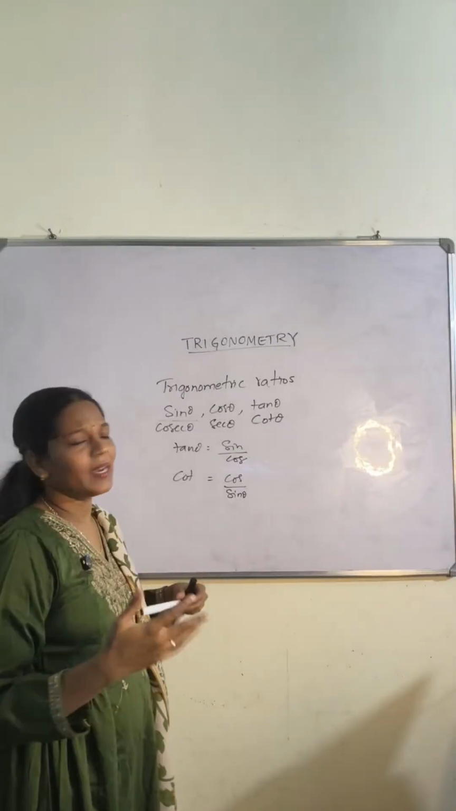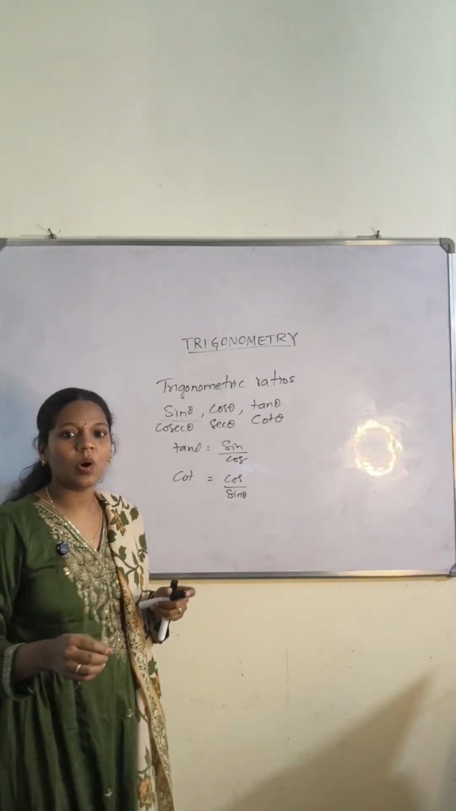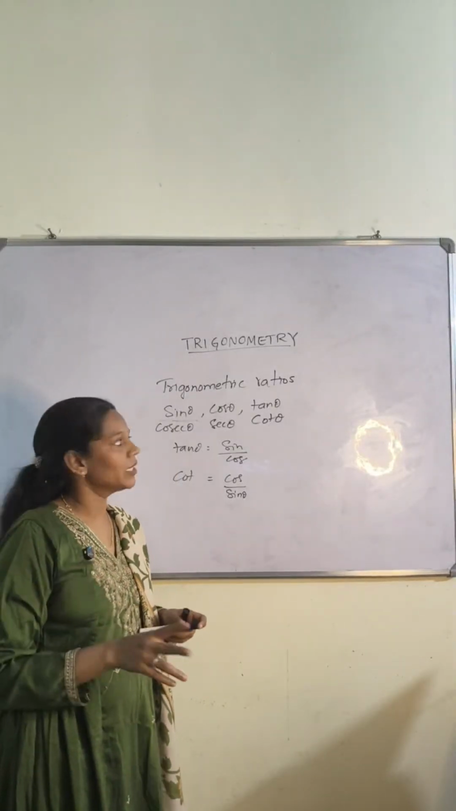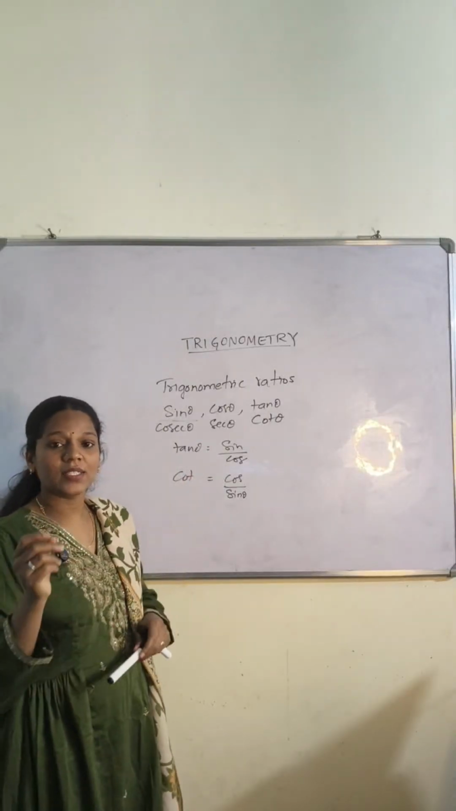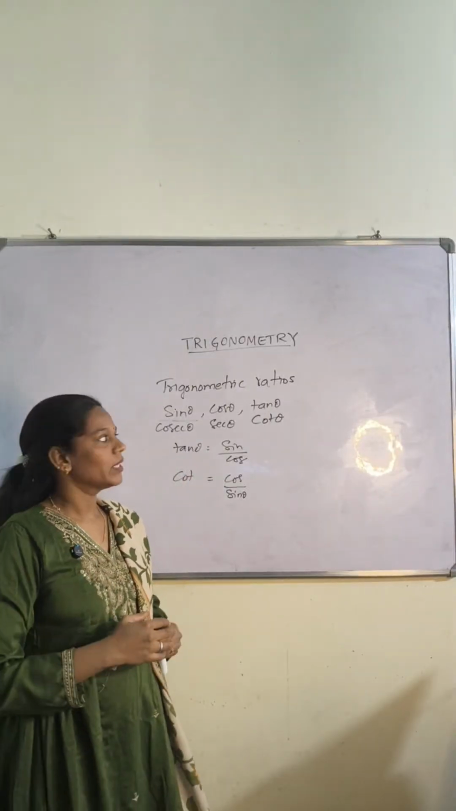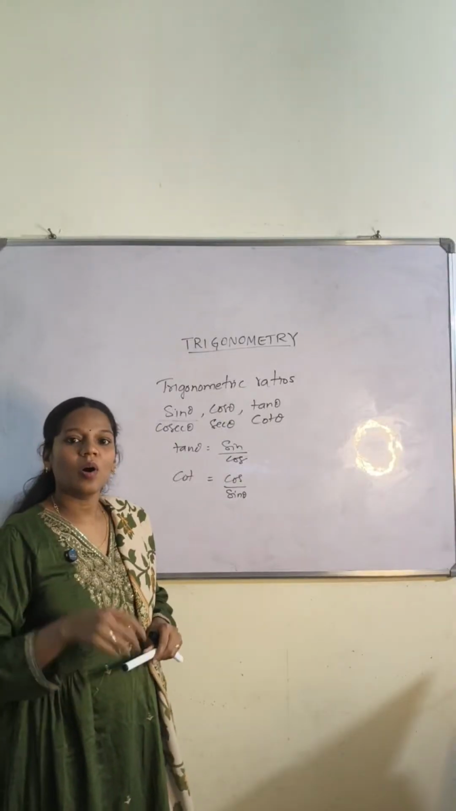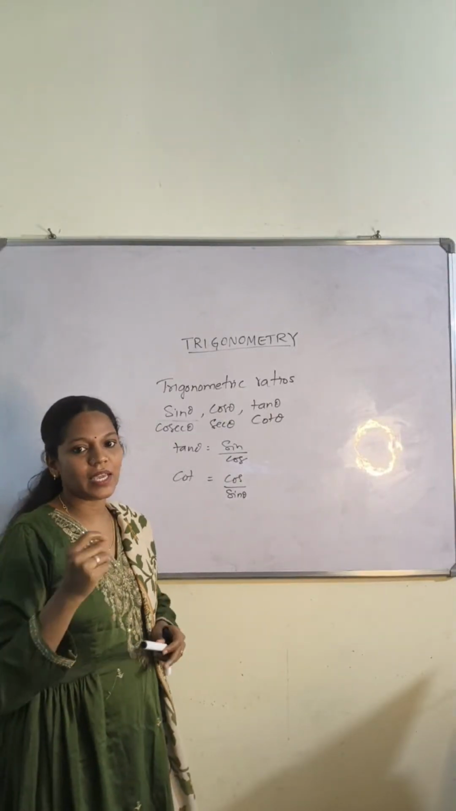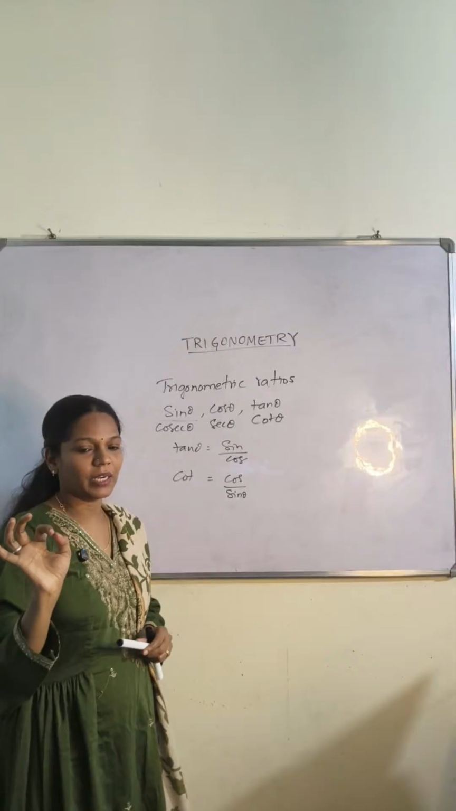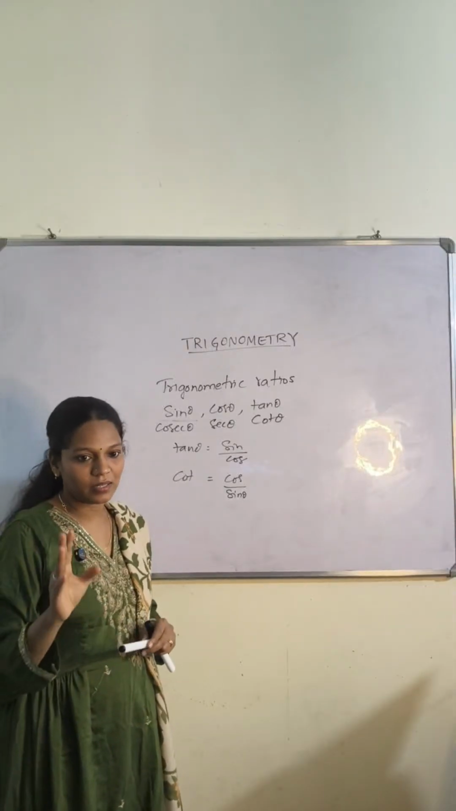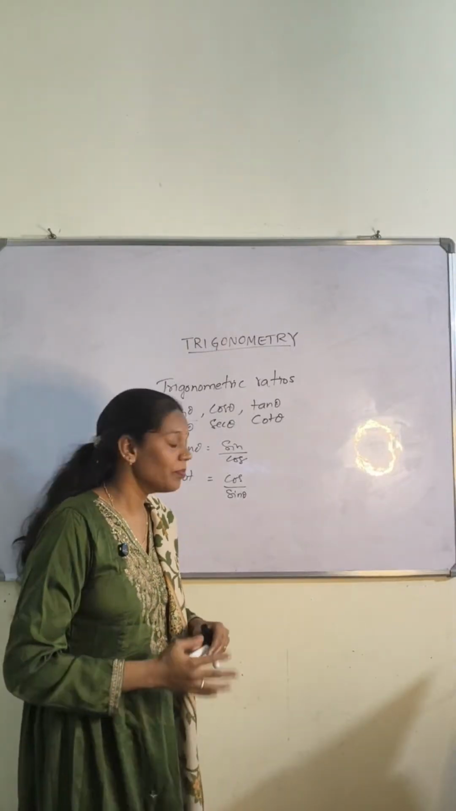Orally, let me tell you, sine theta is equal to the side opposite to theta by hypotenuse. Cos theta is equal to the side adjacent to theta by hypotenuse. Tan theta is equal to the side opposite to theta by the side adjacent to theta. Particularly mentioning theta is mandatory, as we discussed already.